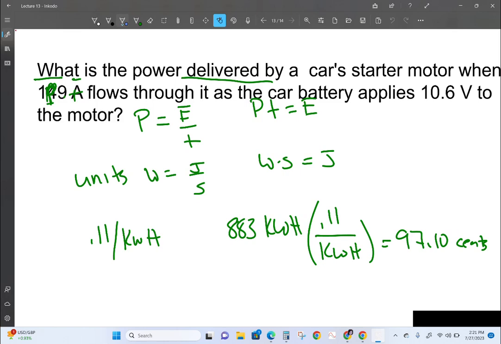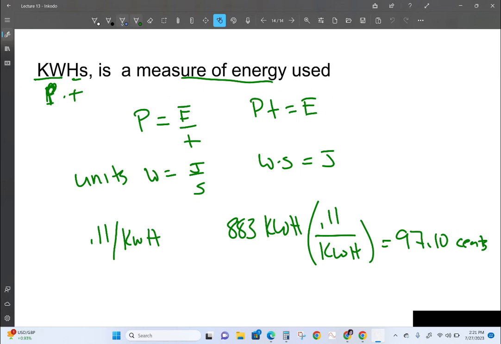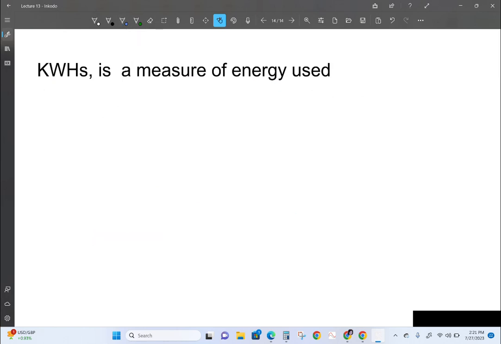The last thing I want to talk about with power is your power bill. So your power bill, you are usually billed by kilowatt hours. Kilowatt hours is actually a unit of energy. So let me show you how that works.